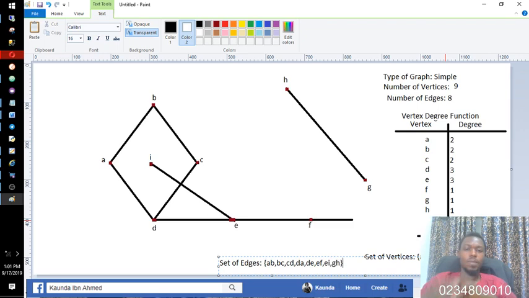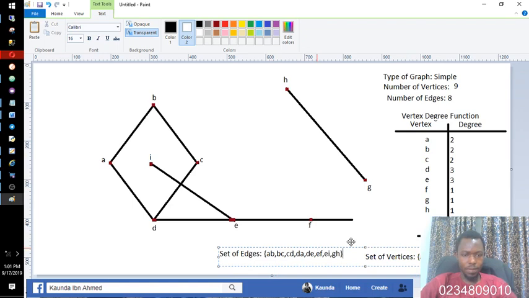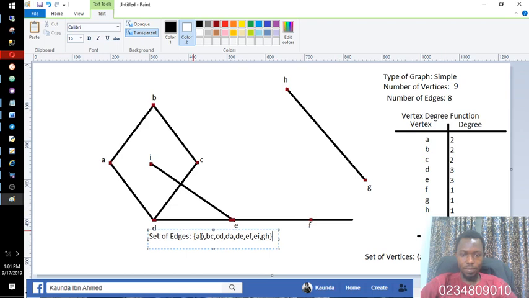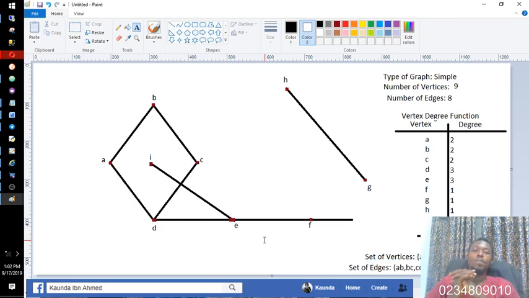You are just listing how they are connected. So that is basically it. These are the set of edges. So basically we've described a graph. It's a simple graph, 9 vertices, 8 edges, and then this.